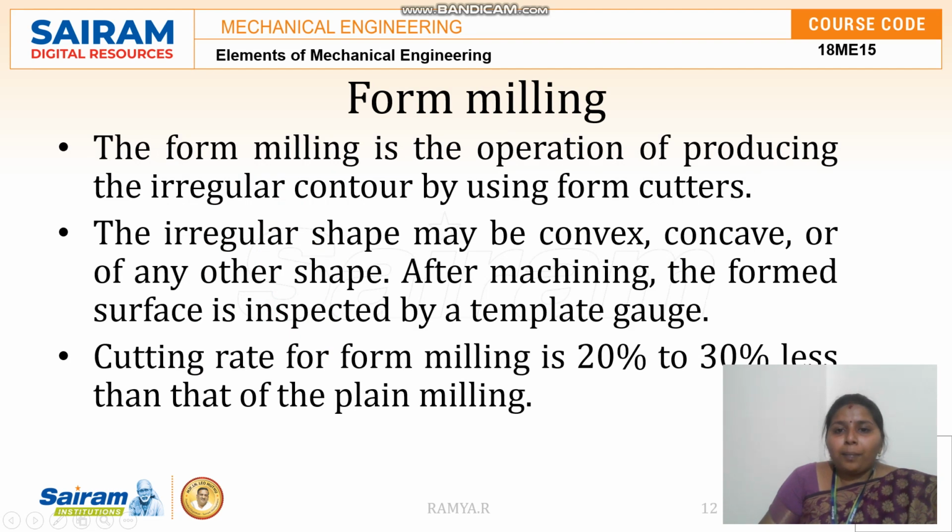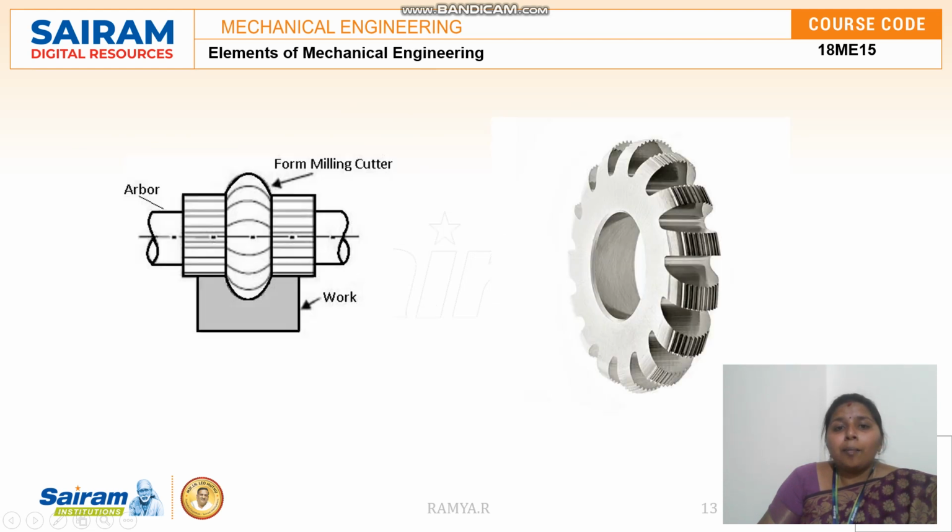Next is form milling. Form milling is an operation for producing irregular contours by using form cutters. The irregular shape can be a concave shape, a convex shape, or any other shape. After machining, the formed surface is inspected by a template gauge. The cutting rate for form milling is 20 to 30% less than that of plain milling.